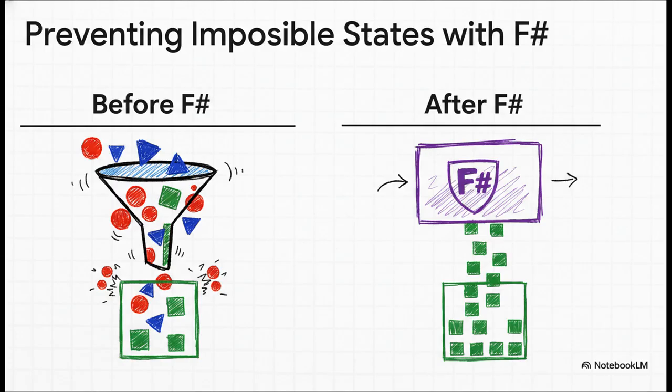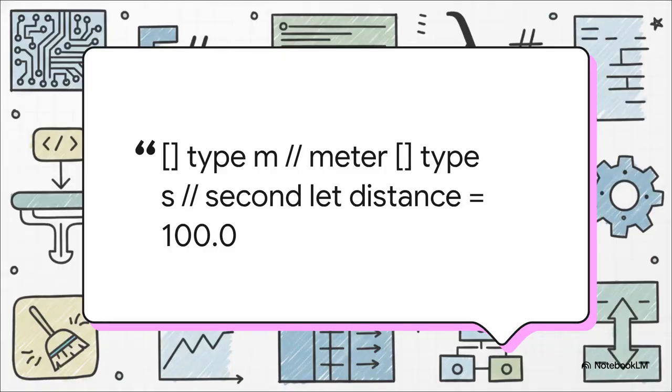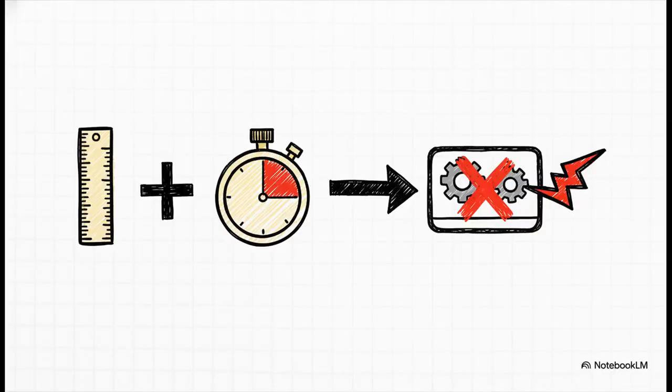It basically shifts bug finding from your users in production to you, right there in your editor. All right, here's another one of those wow features. This is called units of measure. Notice how we're attaching units, like meters and seconds, directly to the numbers themselves. And here's the crucial point. If you tried to write code that added distance and time together, your program wouldn't even build. The compiler itself knows that adding meters to seconds is nonsense, and it stops you right there. This prevents a whole category of bugs in scientific and financial calculations before they can ever happen.